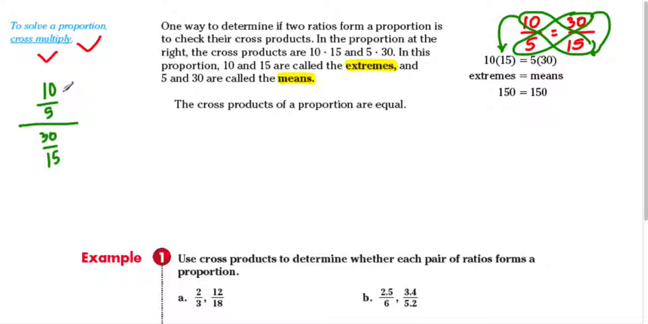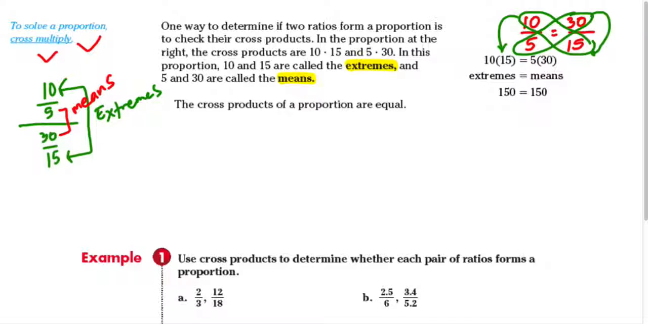To be able to find out what your extremes are, you simply get the outermost numbers, and those are your extremes. And your innermost numbers are your means. So that's another way to determine what the extremes and what the means are.